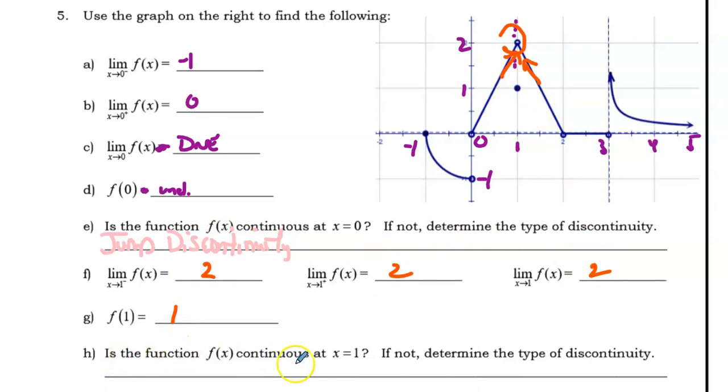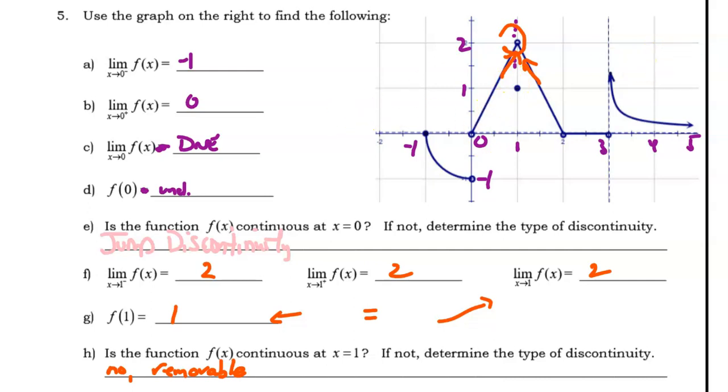And so we now ask, is the function continuous at x equals 1? Well, the answer is no, because in order for it to be continuous, f of 1 has to equal the overall limit. This little guy right here has to equal this guy right there, and they're not equal to each other. So it's no, and we can say that this is a removable discontinuity. You remember that removable discontinuity is because there's a hole right there, a hole in the graph.